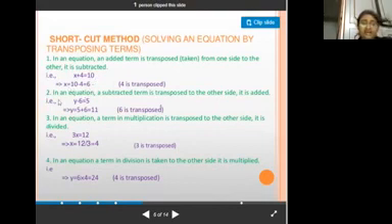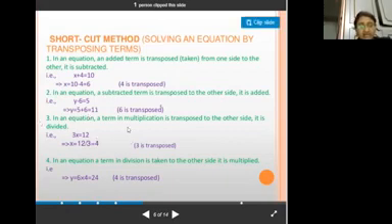In an equation, if a subtracted term is transposed to the other side, it is added. That means y minus 6 is equal to 5 है हमारे पास. अगर हम minus 6 को दूसरी साइड पर लेके जाएंगे तो वो एडिशन की टर्म्स में आ जाएगा. y is equal to 5 plus 6, that is equal to 11.